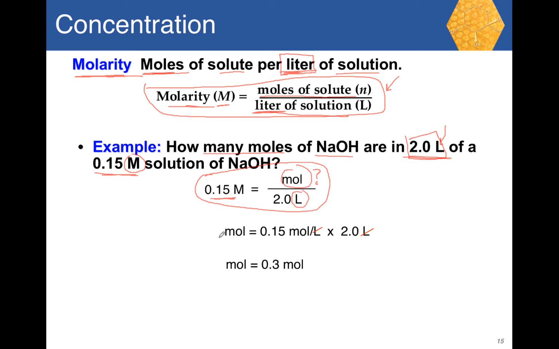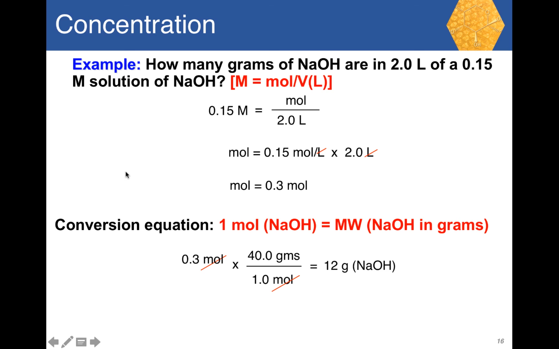So 2 liters, doing the calculations, you end up with 0.3 moles. Conclusion: there are 0.3 moles of sodium hydroxide in 2 liters of 0.15 molarity NaOH. So think that one through. As a matter of fact, you may want to pause the video and just think this one through until you understand that concept. Let us look at another example here.